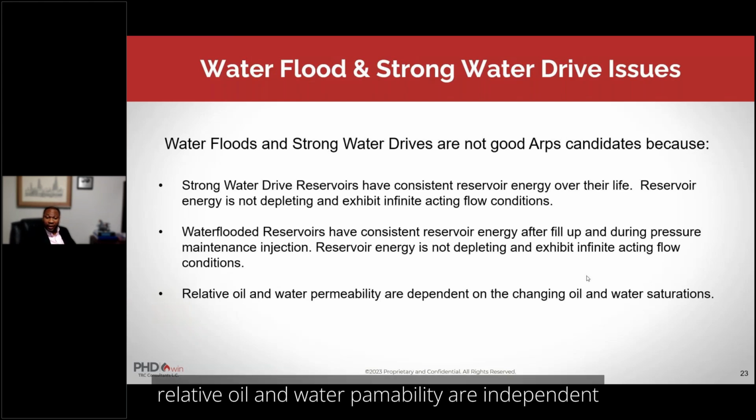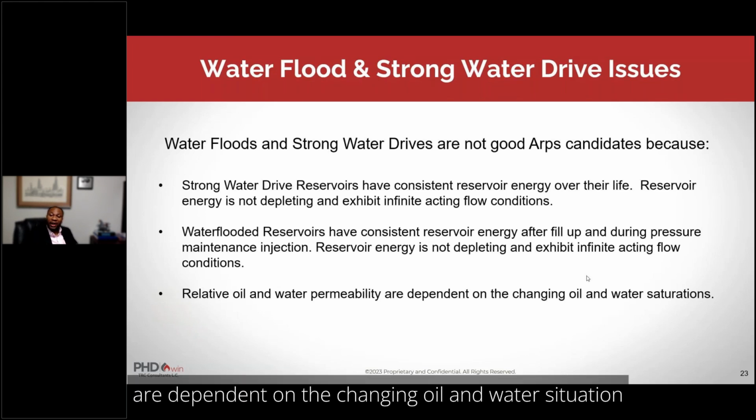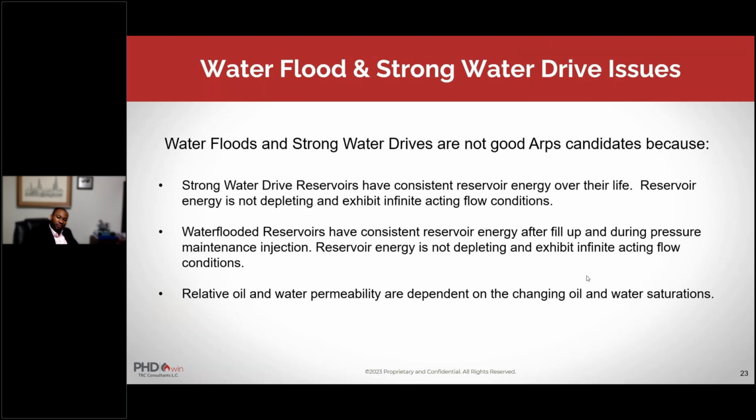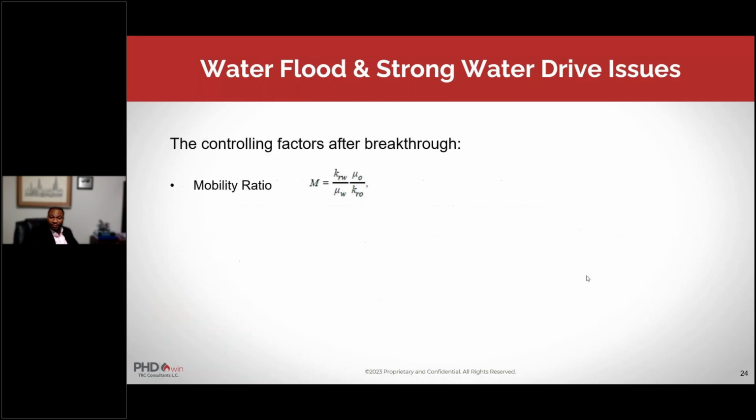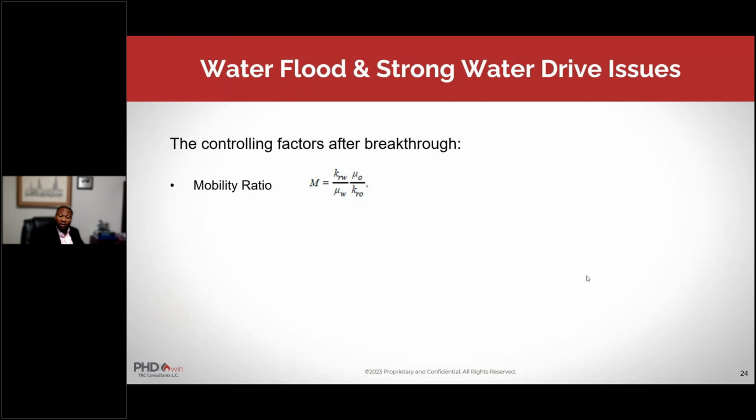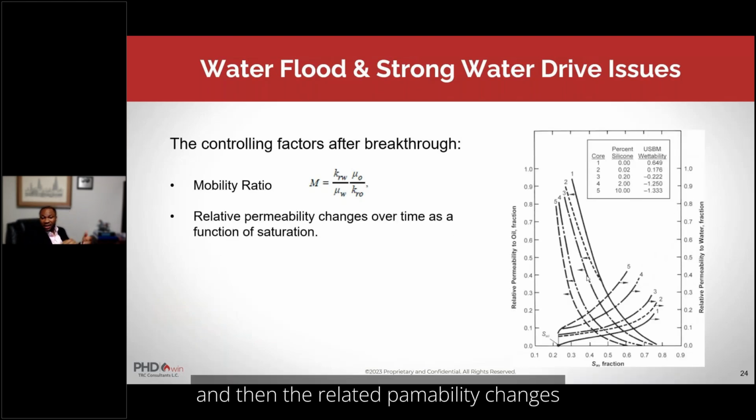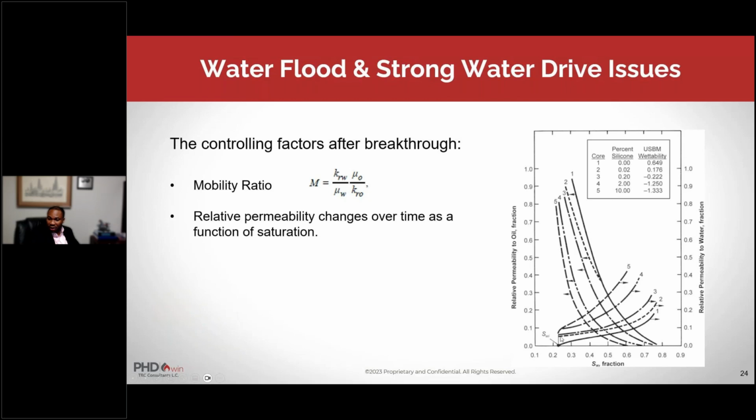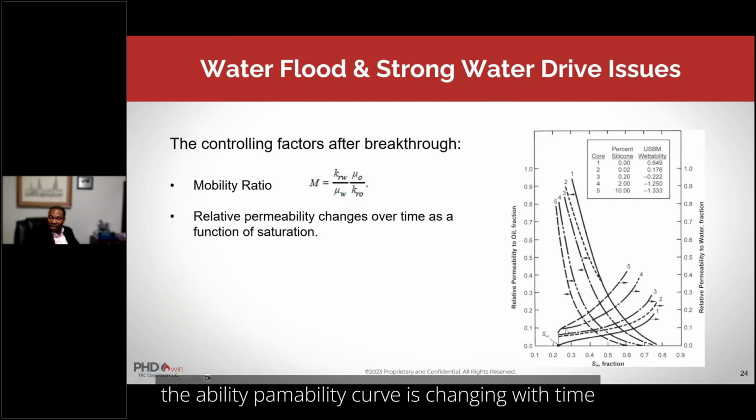In addition, relative oil and water permeability are dependent on the changing oil and water saturation. And these are changing for these two situations, right? Things are not constant. So the controlling factor after breakthrough is going to be the mobility ratio, and the relative permeability changes over time as a function of saturation. You can see the relative permeability curve is changing with time and as a function of saturation on the x-axis.